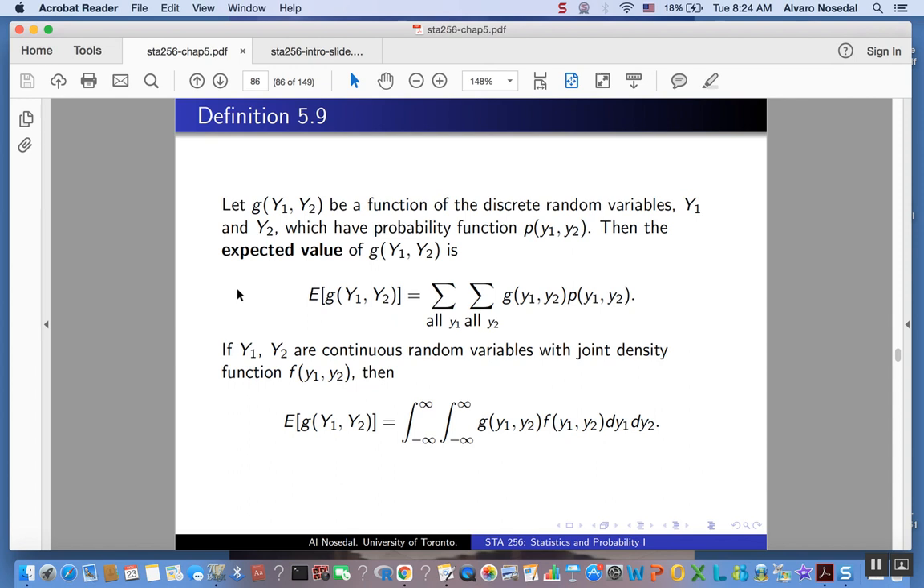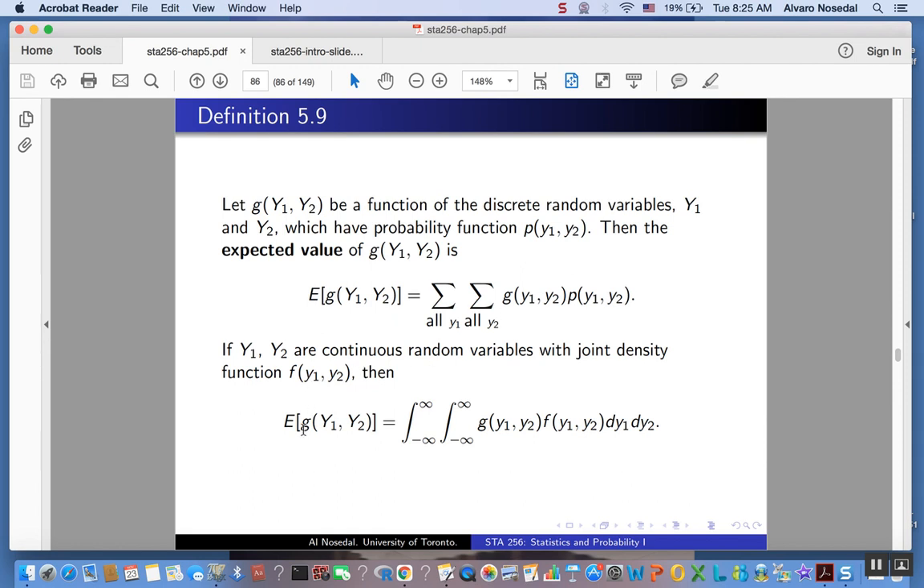The first one is for discrete probability distributions. As you can see, it is extremely similar to the univariate case back when we were dealing with random variables. But now, instead of being a probability mass function, it's just a probability function that depends on values of y1 and y2, because we have a bivariate probability distribution.